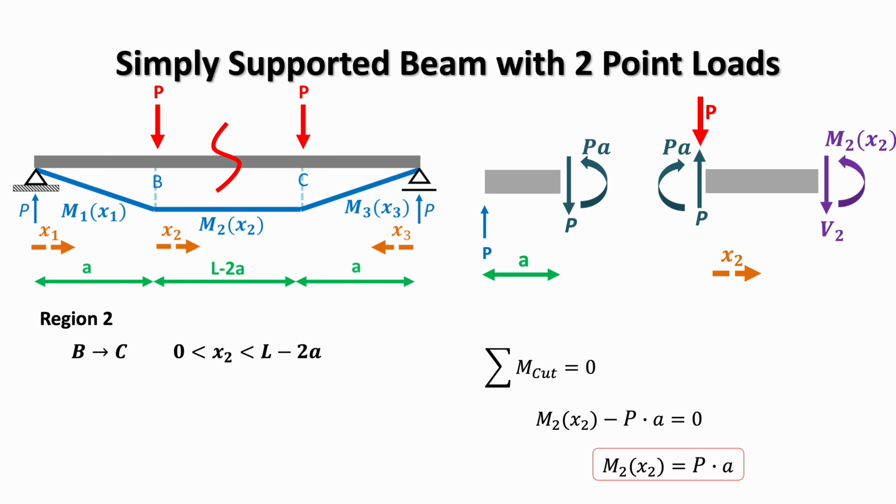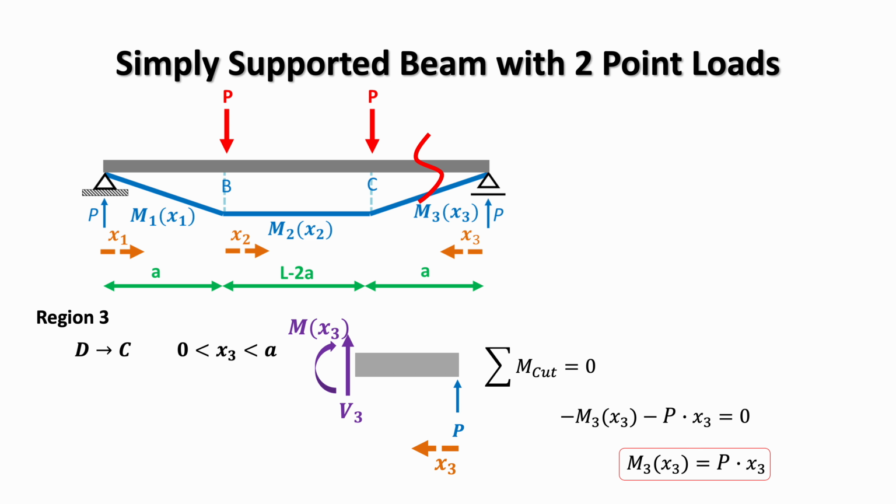Looking at the section from B to the right and applying moment equilibrium about the cut gives us that M2 minus the moment PA equals 0, because the two P's, the internal shear force and the external P, cancel each other out. This shows that the bending moment in region 2 is independent of x2 and is constant with a value of PA. And this is valid for when x2 is between 0 and L minus 2a.